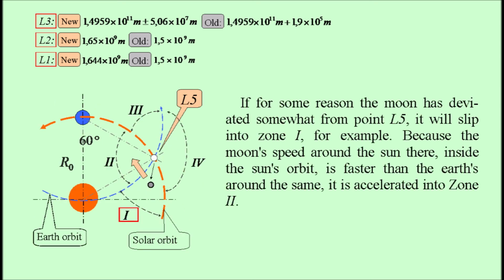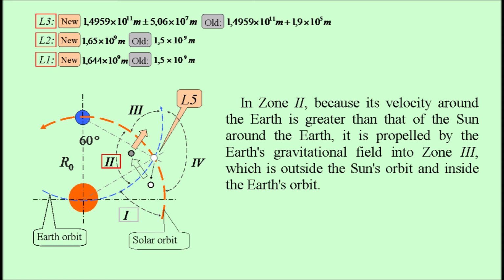If for some reason the Moon has deviated somewhat from point L5, it will slip into zone 1, for example. Because the Moon's speed around the Sun there, inside the Earth's orbit, is faster than the Earth's around the same, it is accelerated into zone 2. In zone 2, because its velocity around the Earth is greater than that of the Sun around the Earth, it is propelled by the Earth's gravitational field into zone 3, which is outside the Sun's orbit and inside the Earth's orbit.